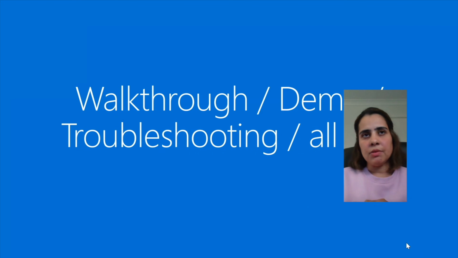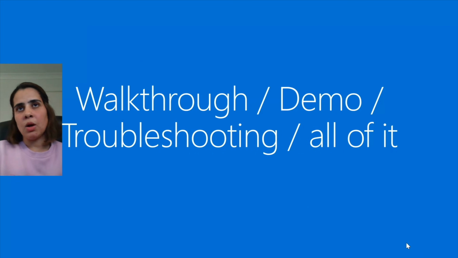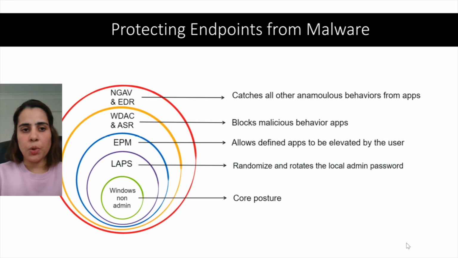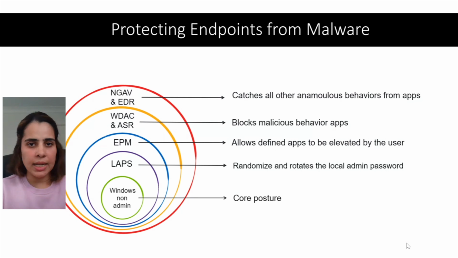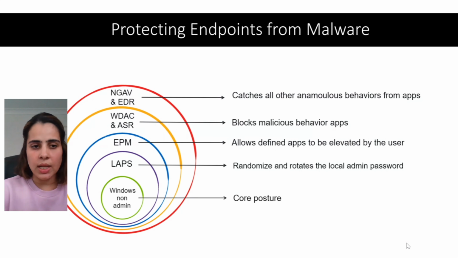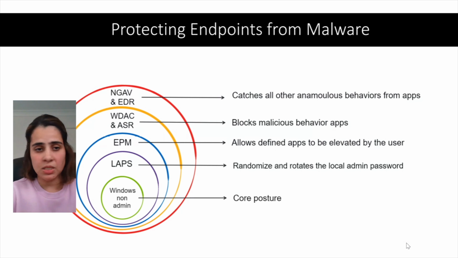We spoke about the demo, we spoke a bit about troubleshooting, but going back to protecting your endpoints, that is the whole idea. And EPM is one of those offerings provided to organizations to protect their endpoints, aligned to the zero trust principle. Now here in this diagram, what you're seeing is that the core posture of the device is to have a non-admin user, so there should be a standard user. With LAPS, you could have a local admin, but we are randomizing and rotating those local admins. So that's what LAPS is doing.